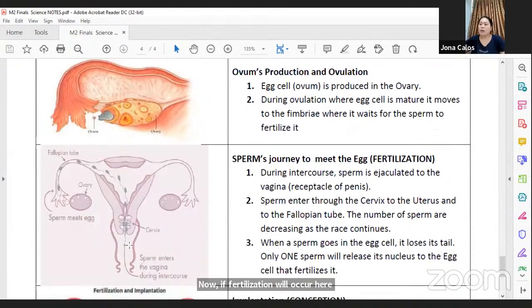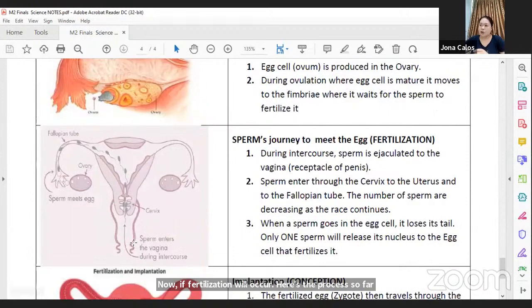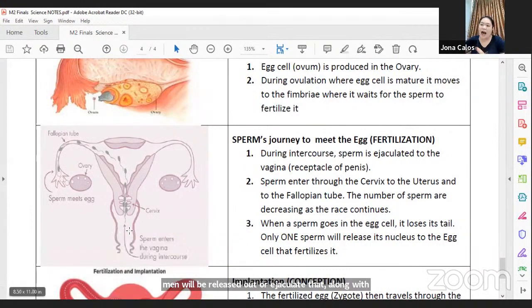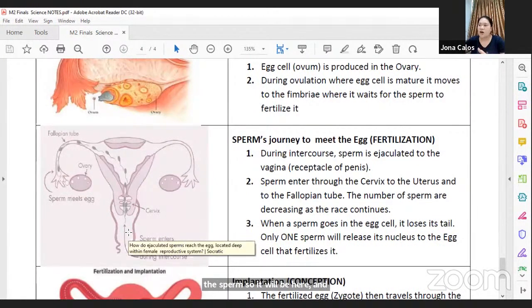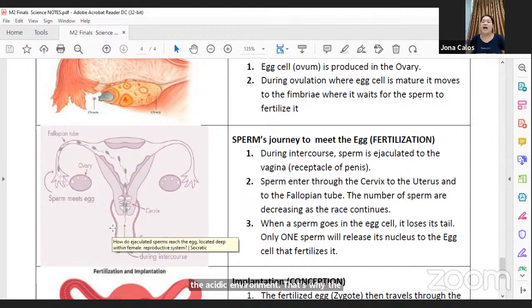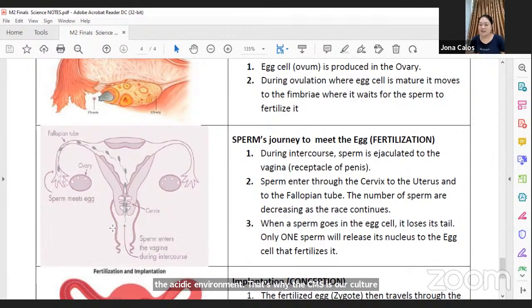So, of course, during intercourse, the penis will go in here in the vagina, and the semen will be released out or ejaculated along with the sperm. So it will be here. And half or a lot of those sperm will die in here because of the acidic environment. That's why the semen is alkaline or base, which is the opposite of acid.